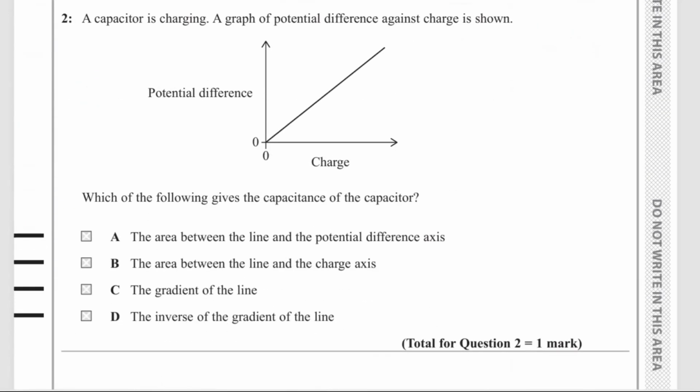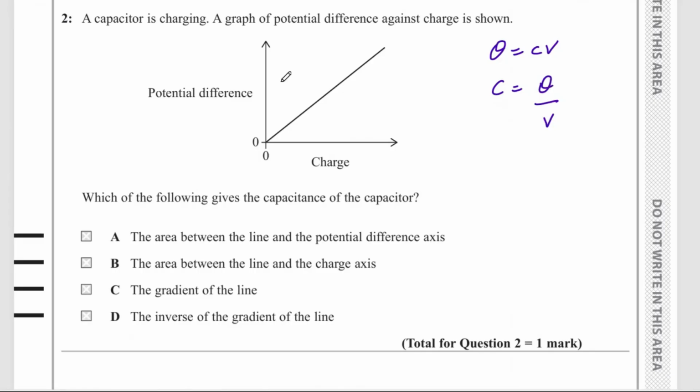And now we have got question number 2. In question number 2, the capacitor is charging. A graph of the potential difference against the charge is shown, and you have got the potential difference and the charge itself, right? So which of the following gives the capacitance of the capacitor? Now, if you remember the formula that Q equals CV, so C has to be Q upon V, right? C has to be Q upon V.